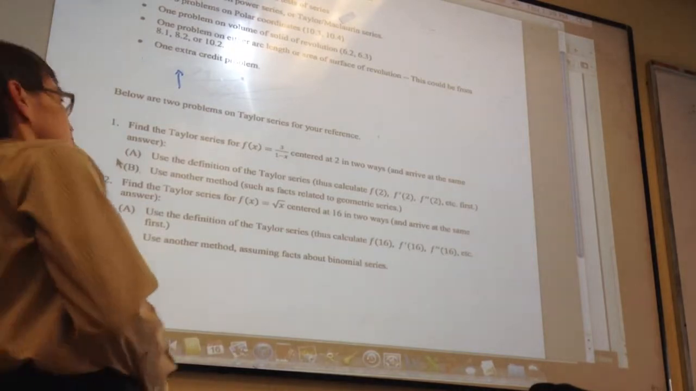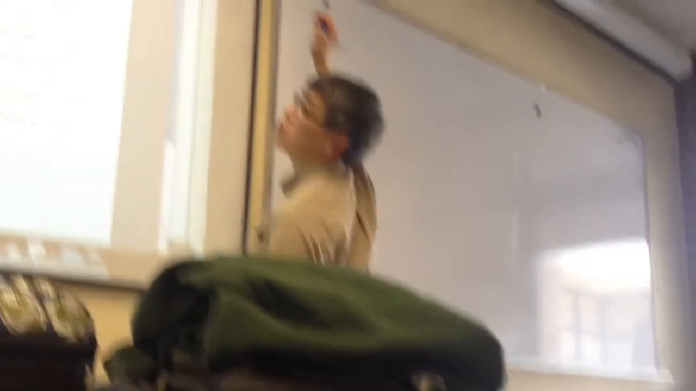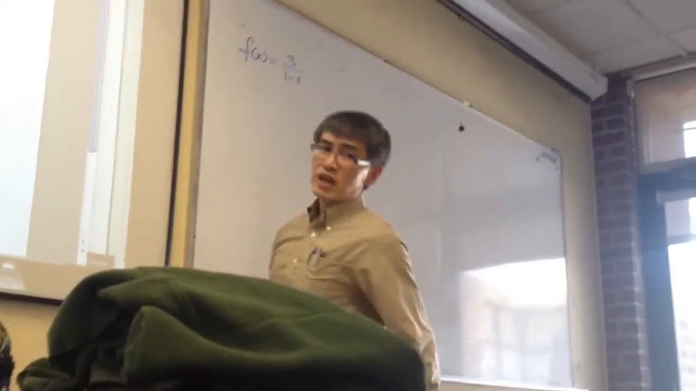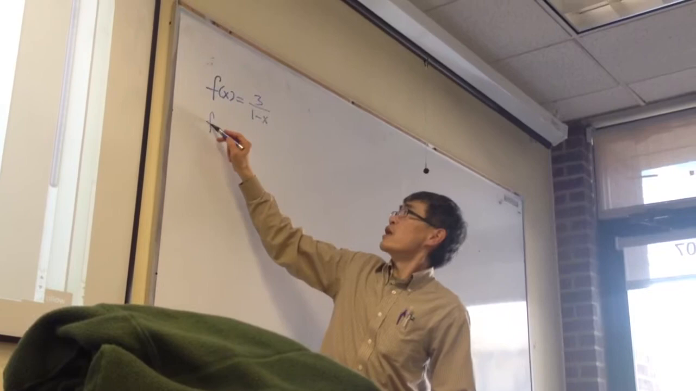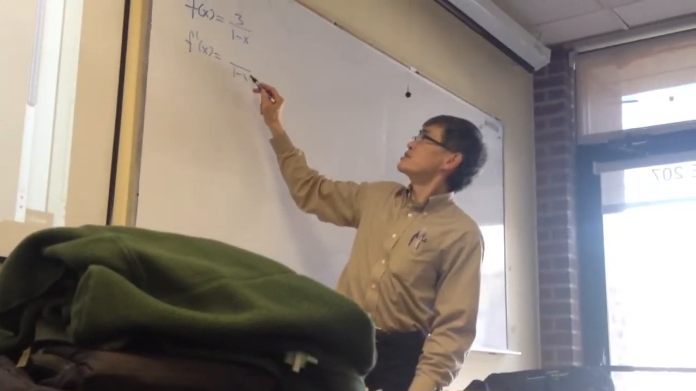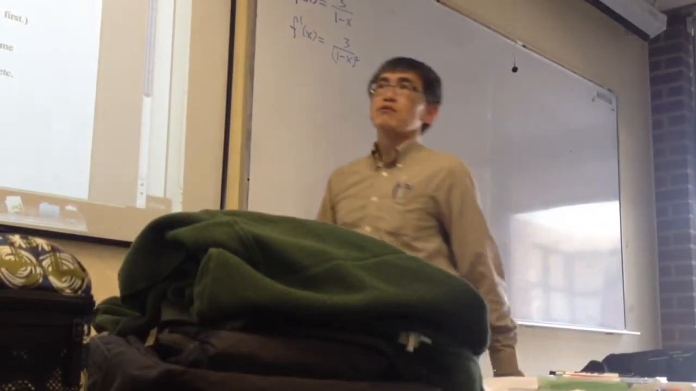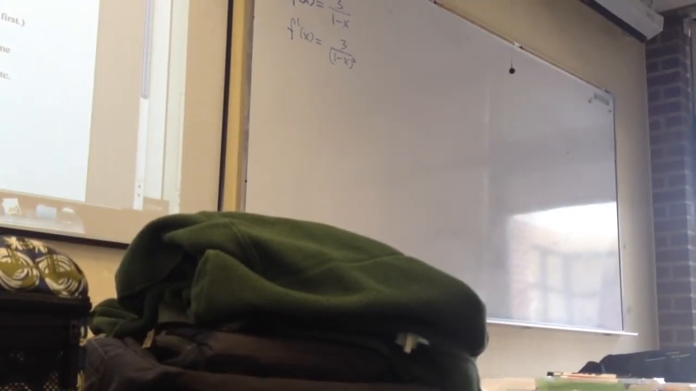Let me get started. So you'll have to do part A. You have f of x is equal to 3 over 1 minus x, which means 3 times 1 minus x to the negative 1 power. And then you have f prime of x equal to 3 over 1 minus x squared. There's no minus sign because you have one minus sign from the negative 1 power, another minus sign from the chain rule, so they cancel out, so it's a positive sign.